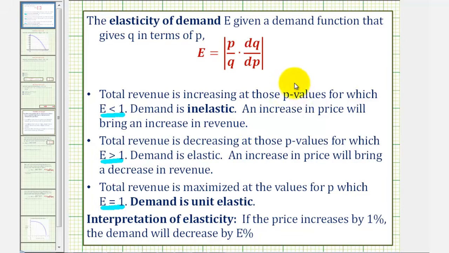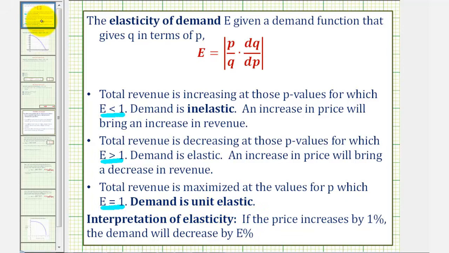But just to review the other two cases, total revenue is decreasing at those p-values for which E is greater than 1 and demand is elastic. An increase in price will bring a decrease in revenue. In the ideal case, total revenue is maximized at the values of P for which E is equal to 1, and we say demand is unit elastic or unitary.